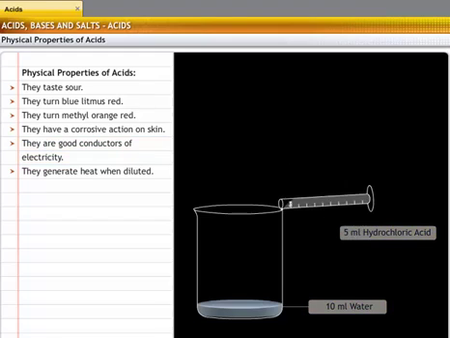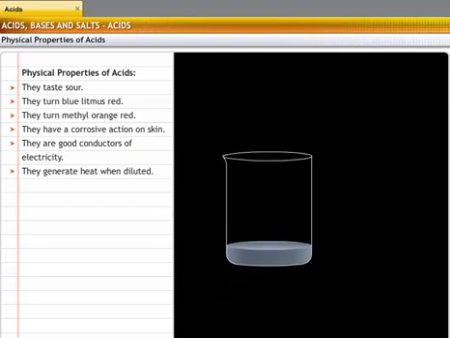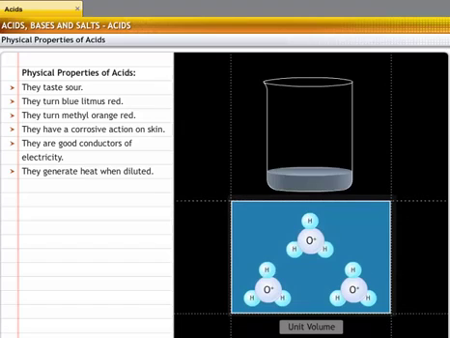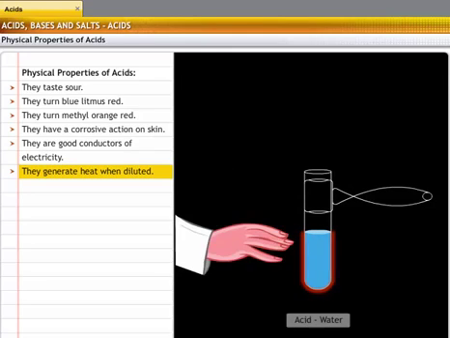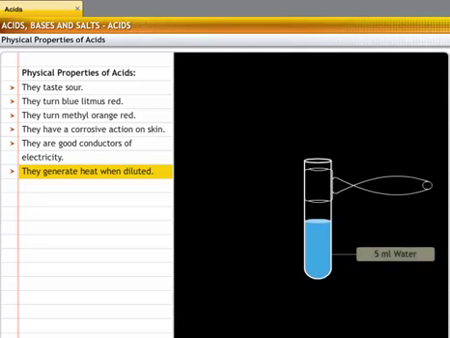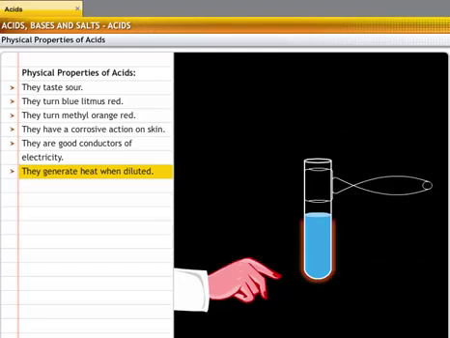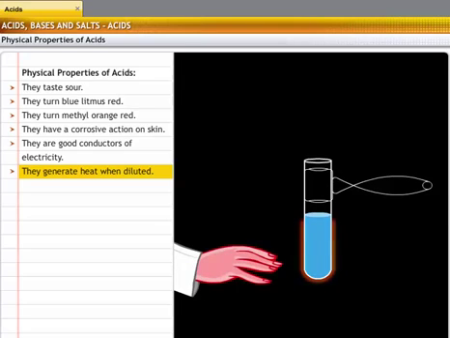Mixing an acid with water reduces the concentration of hydronium ions of the acid per unit volume. This is called dilution of acid. Acids generate heat when they are diluted. This is because the action of acids with water is exothermic. Take 5 ml of water in a test tube and carefully add sulfuric acid to it. Now shake the test tube and touch its base. The base will feel hot, indicating that a reaction between acid and water is exothermic.